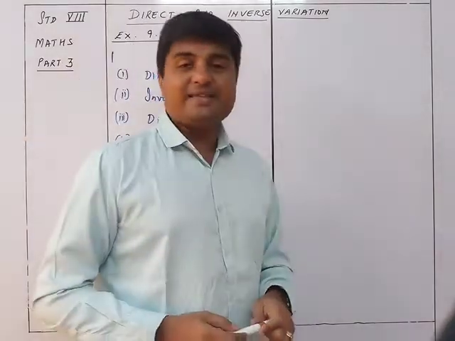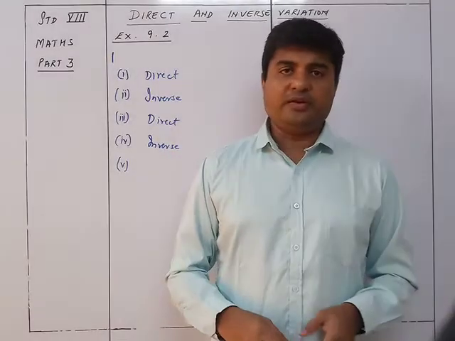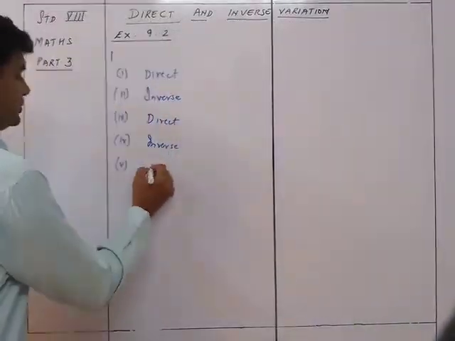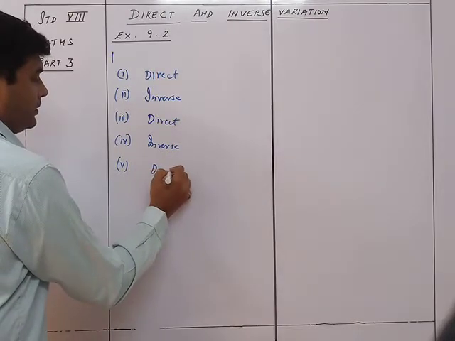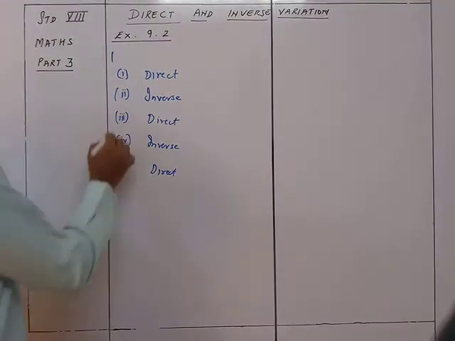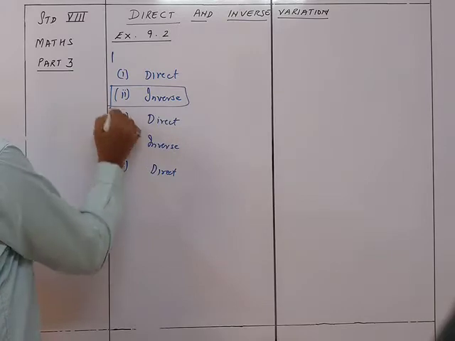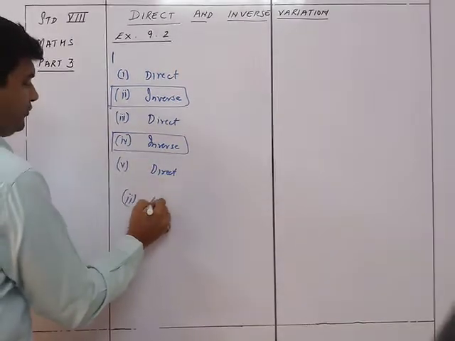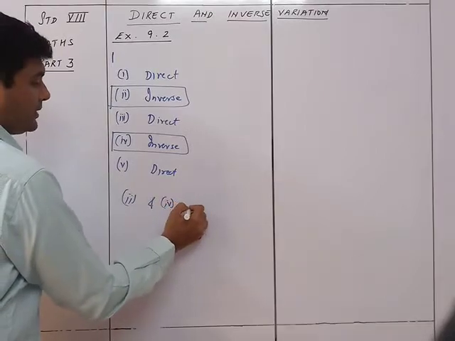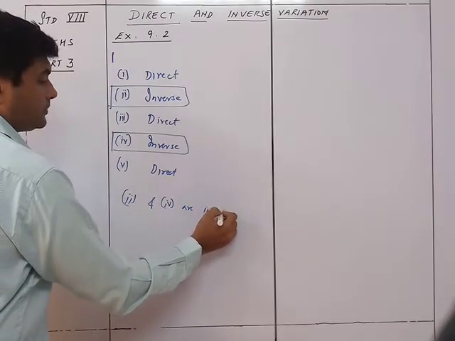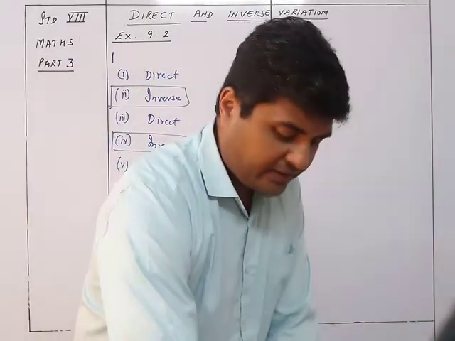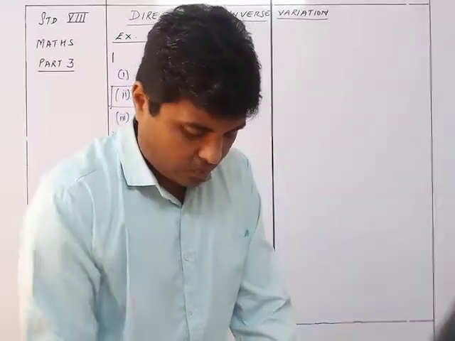We see the fifth one. The quantity of rice and its cost. Direct variation, more the quantity, more the cost. So this is direct. So you can see over here that the answer for our question will be that second and fourth are inverse variation. That is what is there for question number 1.